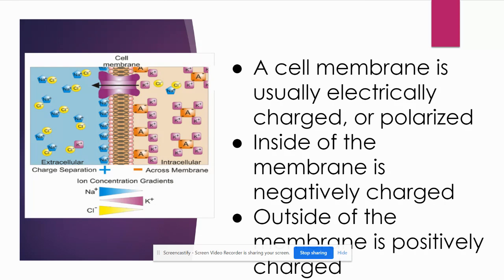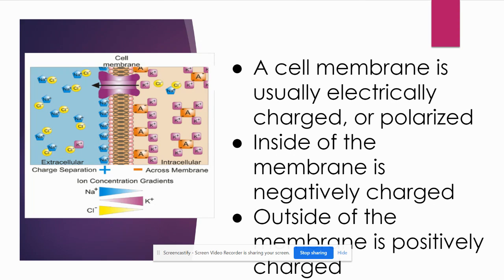So the concentration of potassium ions is approximately 30 times higher inside the cells. Outside of the membrane is positively charged. And that's because the concentration of sodium and chloride ions are approximately 10 to 15 times higher outside the cell than inside. So potassium is K. So a potassium ion is K plus. That is the major intracellular positive ion or cation.